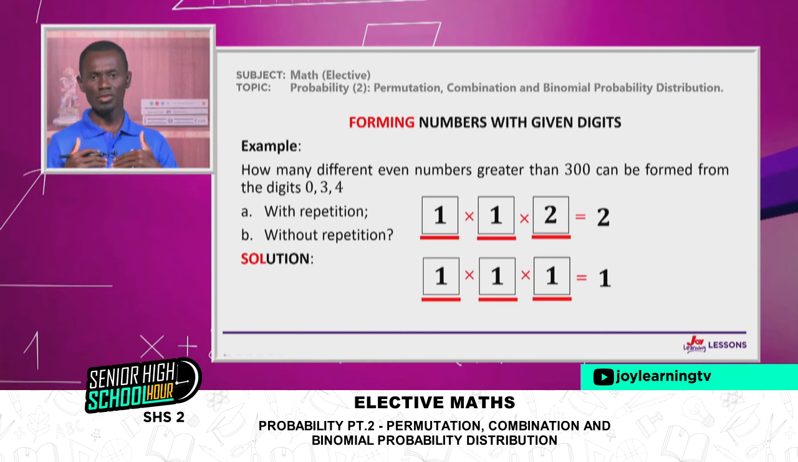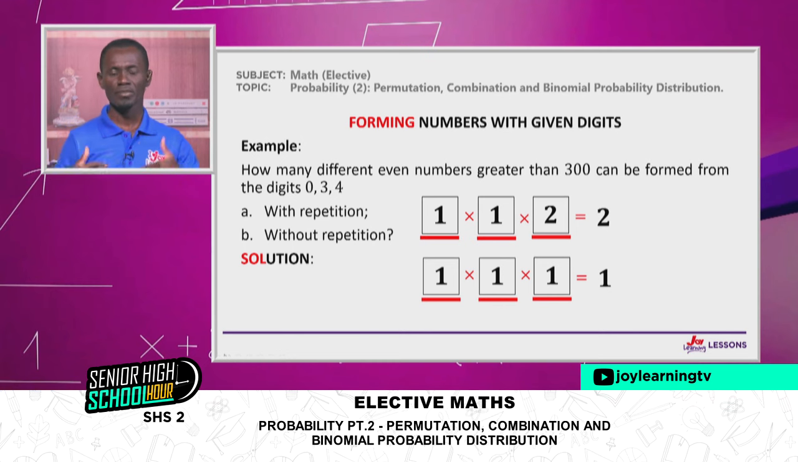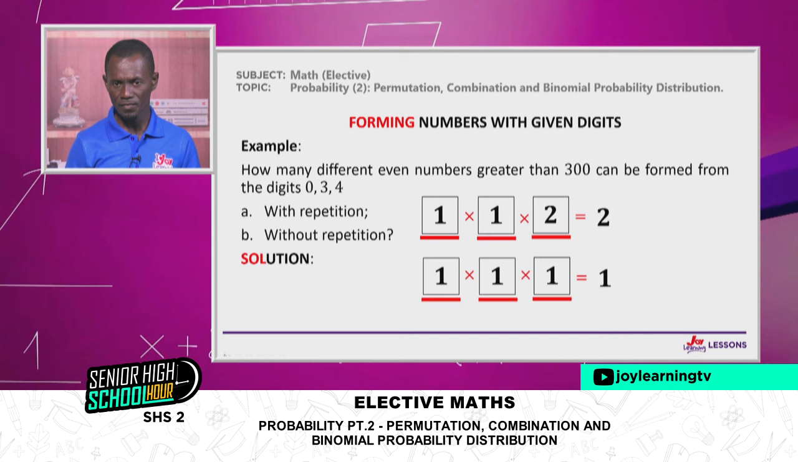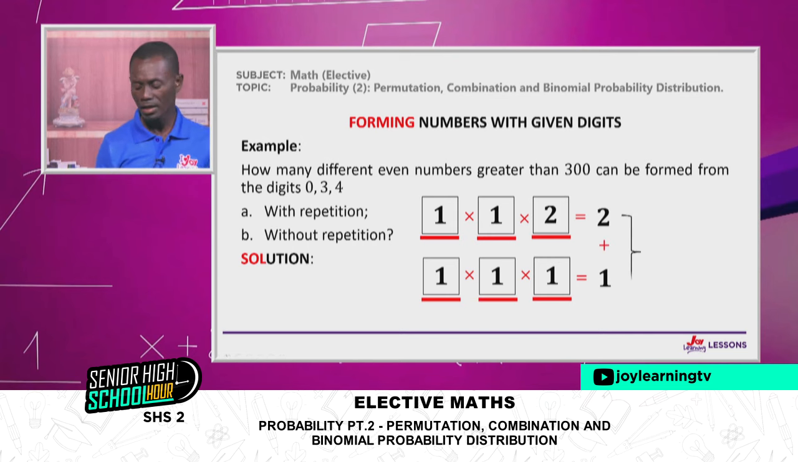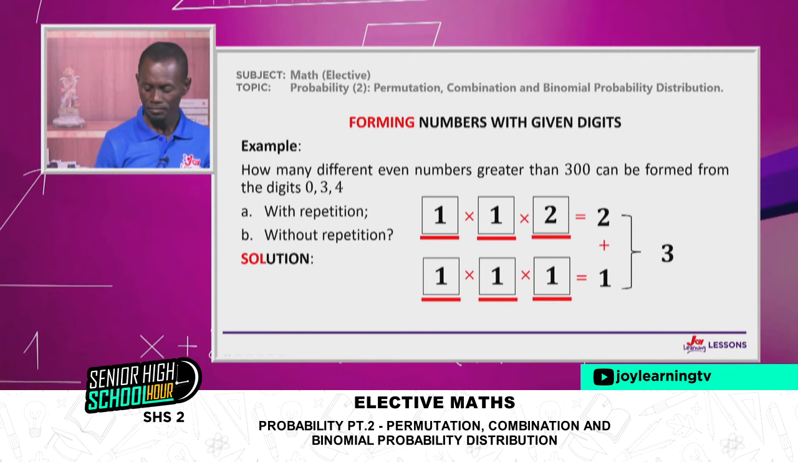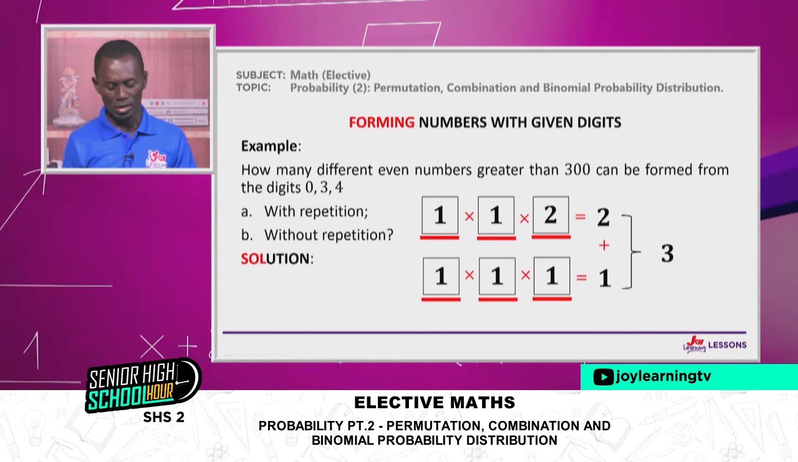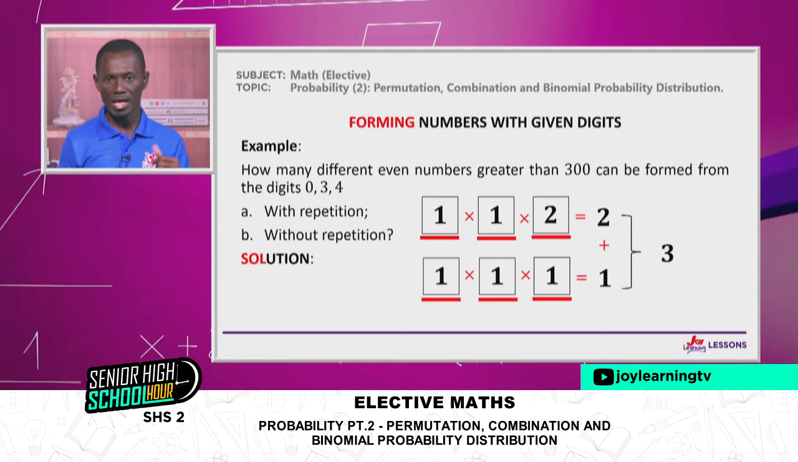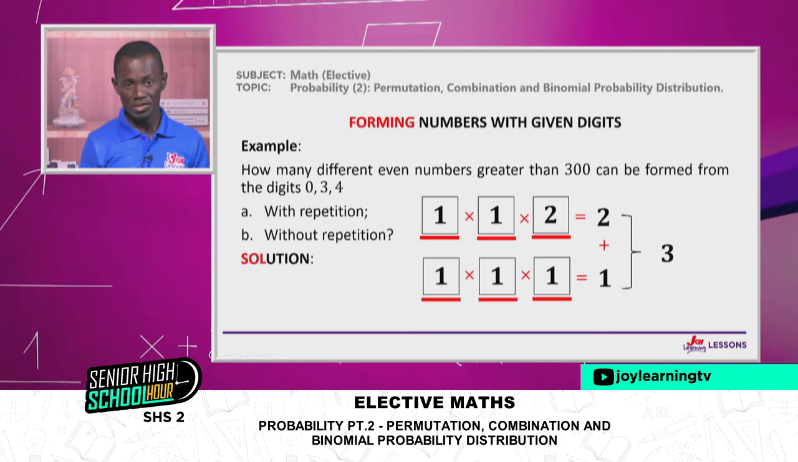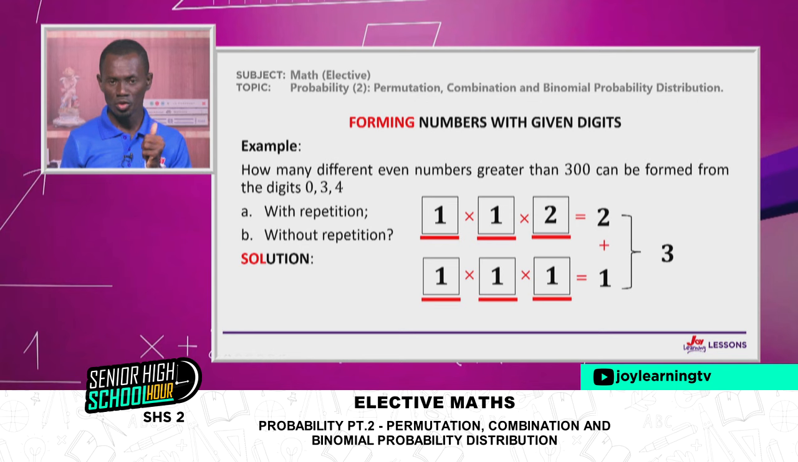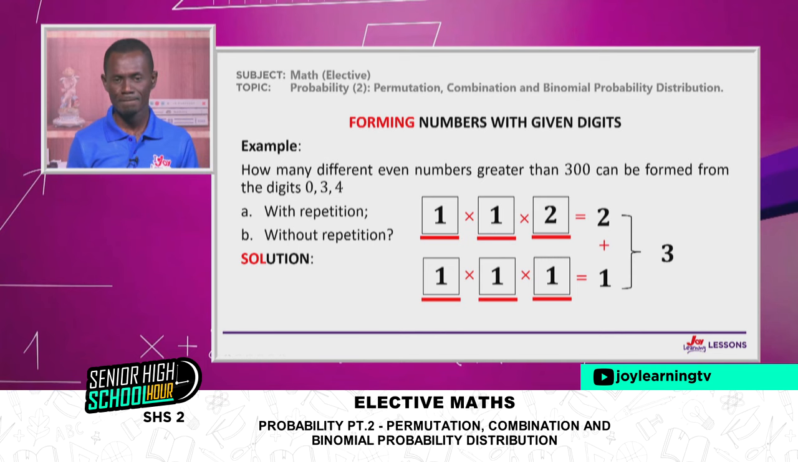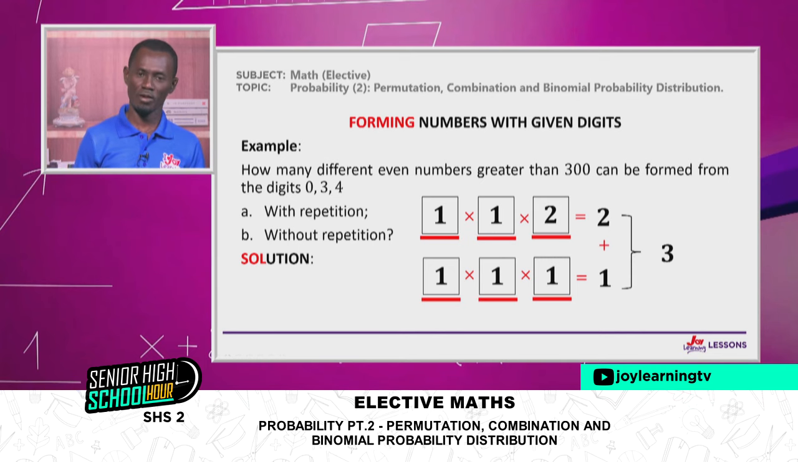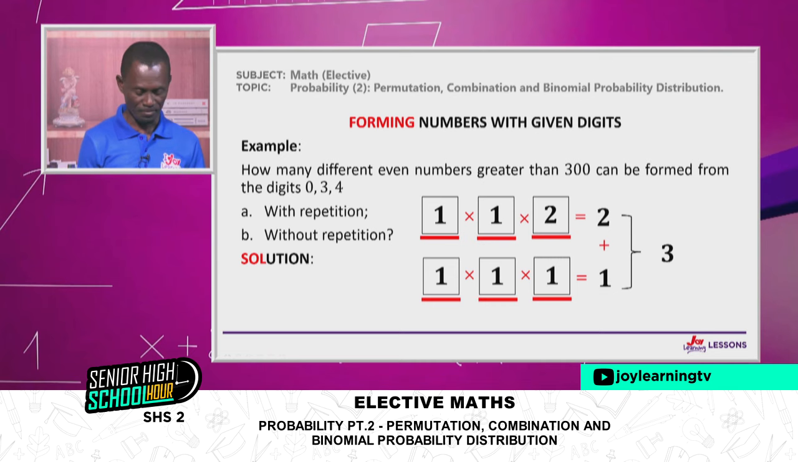So when I use 3 to begin the number, I have 2 possibilities. If I use 4, 1 possibility. So the total number I'll add, and I have 3. In other words, there are 3 different even numbers I can form using the digits 0, 3, and 4, which will be greater than 300, and they will be even if I do not repeat the digits. I hope you followed so far. Great.